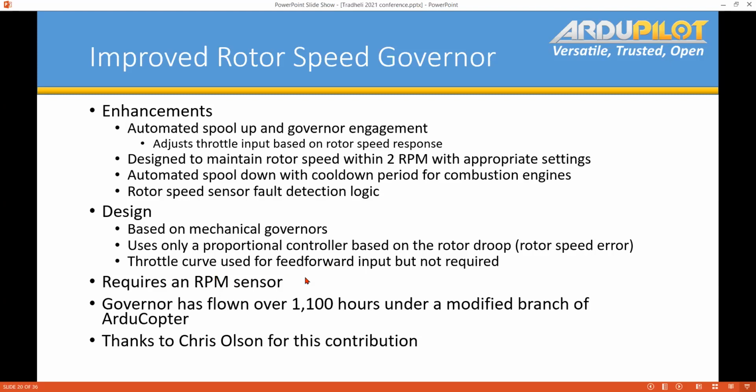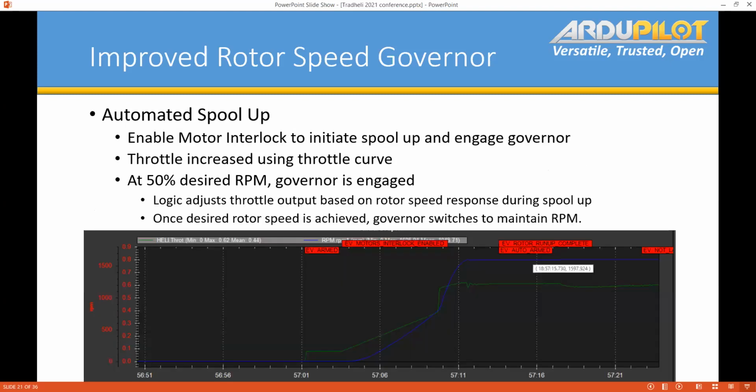It does require an RPM sensor, of course, and this governor has flown, he says, over 1,100 hours on helicopters that he used in his business, under a modified branch that he was working off of for Argycopter. So a big thanks to Chris for this contribution. Again, it's going to help out advancing our ability to support combustion engine aircraft and get ourselves to this automated startup and shutdown with Argycopter.